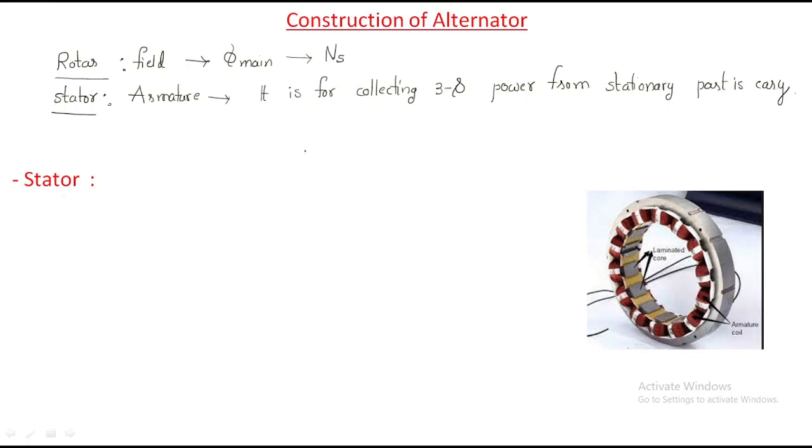Otherwise, collecting the power from the rotating part is difficult. That's why in DC generators, collecting the power is difficult. So, for easy purpose, we are using this. DC machines have very low ratings, but alternators are high rated machines. That's the most important reason why alternators are highly rated machines. Simple reason: collecting the power from the stationary part is simple. That's why the armature is used as the stator.